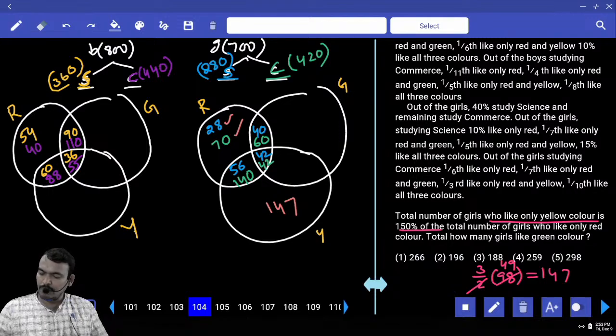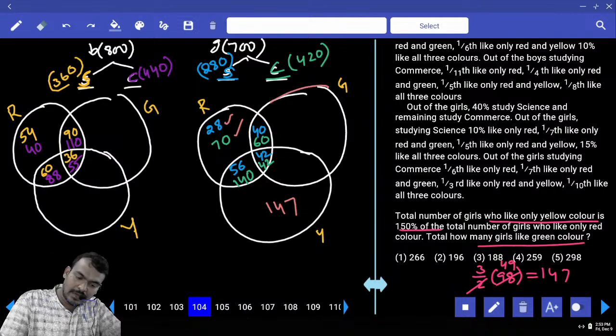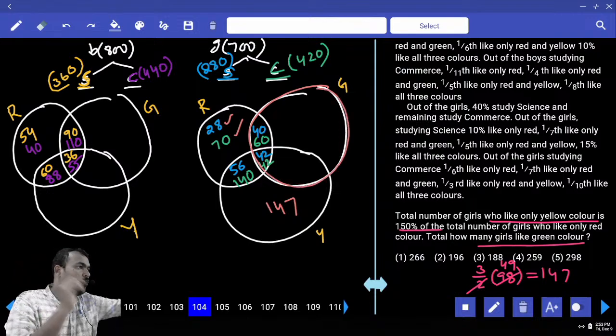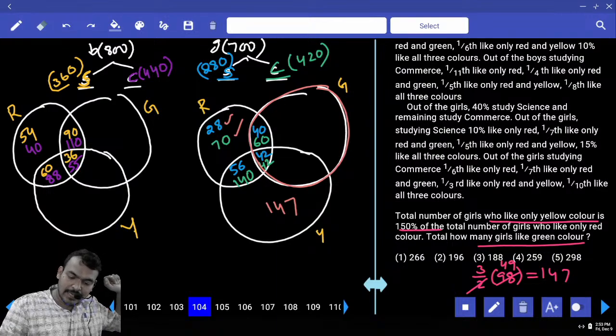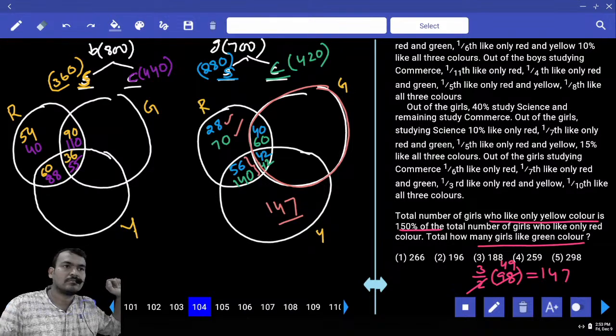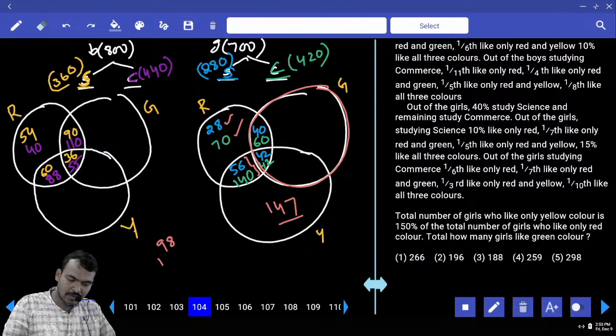What is the question here? How many girls like green color? Means we require this total value or not? Yes or no? Okay. How many girls like green color means we require the green total value or not? Green total value means 98 plus 147 plus 196 or not? Yes or no? First 98 plus 147 plus 196. These three are adding.